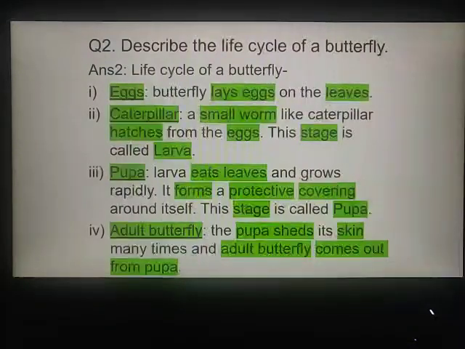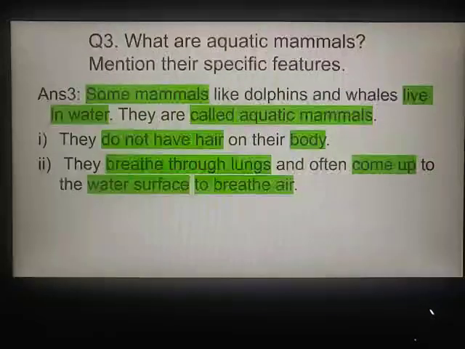Then comes question number 3. What are aquatic mammals? Mention their specific features. Aquatic means related to water and mammals means giving birth to young ones. So aquatic mammals are water animals that give birth to young ones inside the water. For example, dolphin, whale, etc. They have 2 particular features. First is they do not have even a single hair on their body.